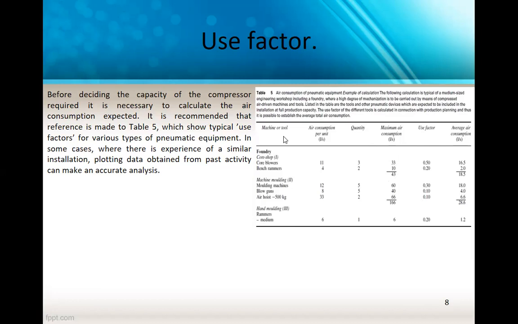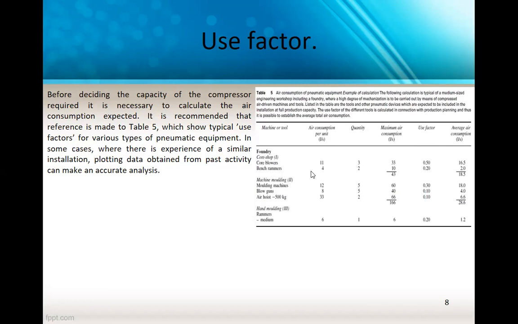So, machine or tool, air consumption per liter, sa liter value. Second, quantity, maximum air consumption, use factor, yan. Average air consumption. So, sa foundry, meron siyang core shop. Merong 4 blower, ang consumption is 11 meter per second, quantity is 3. So maximum air consumption is yung total niyan, magiging 33. Use factor, multiply 0.5. So, gamitin ng 0.5 is 16.5. Kasi tatatlo lang siya. So, ibig sabihin, pwedeng isa, may nagamit, dalawa.